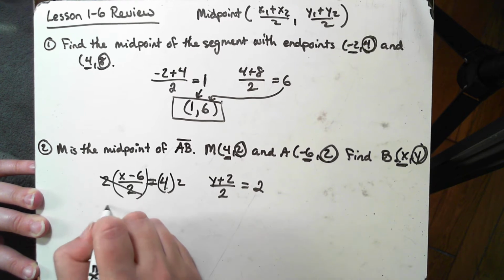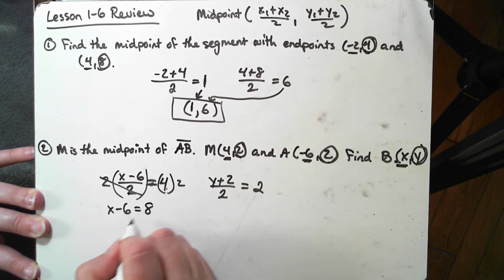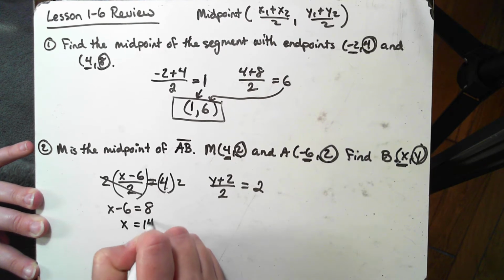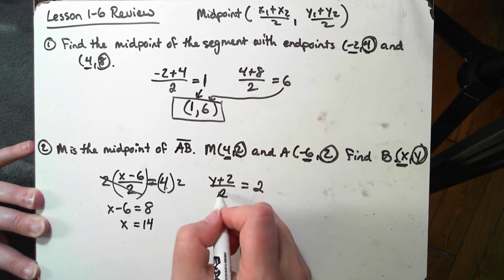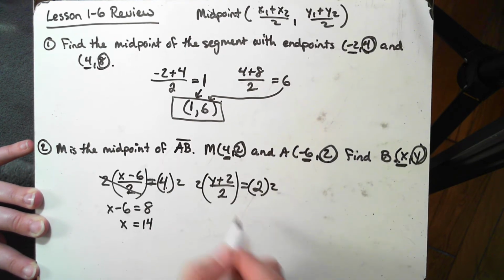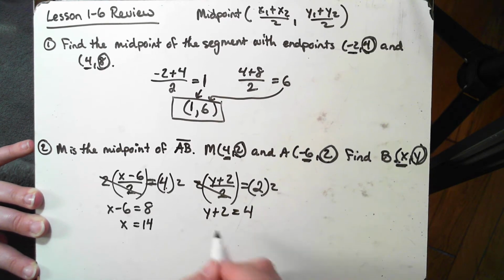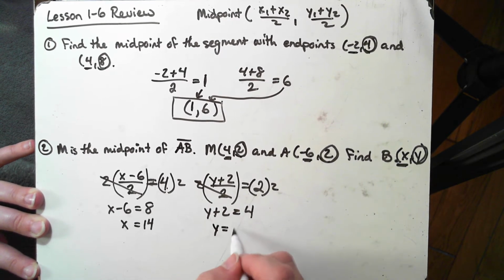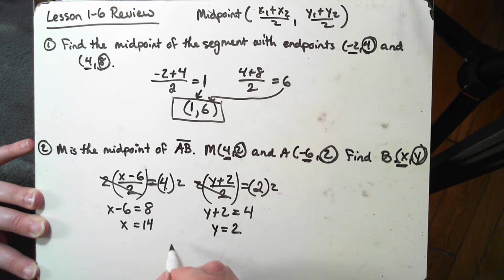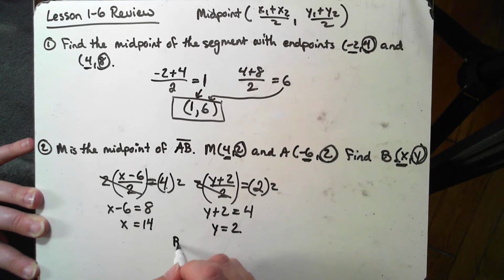These 2's will cancel, and you get x minus 6 here equals 4 times 2 is 8. Then you add 6, so x is 14. Over here, I'll multiply by 2 to get rid of that 2 in the denominator. These will cancel, and you get y plus 2 equals 4. And then you subtract 2 on both sides to get 2. So my endpoint B is 14, 2. And that is my answer.